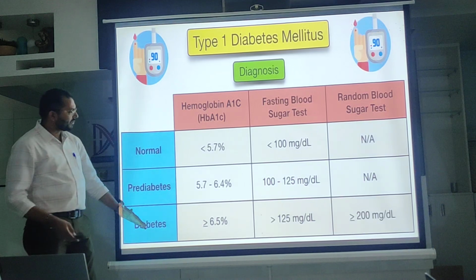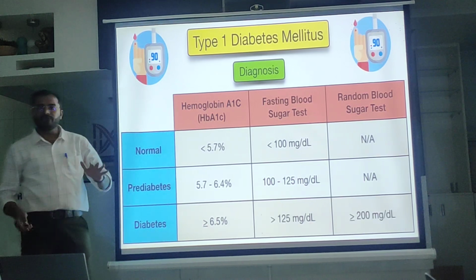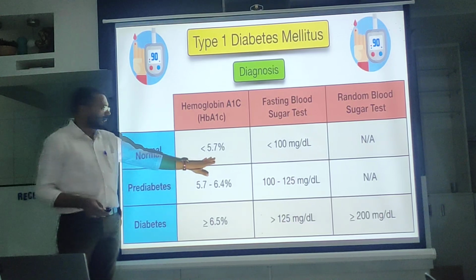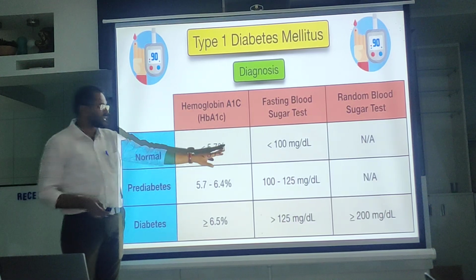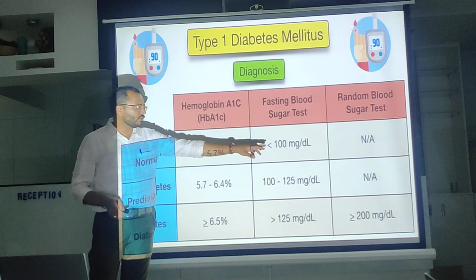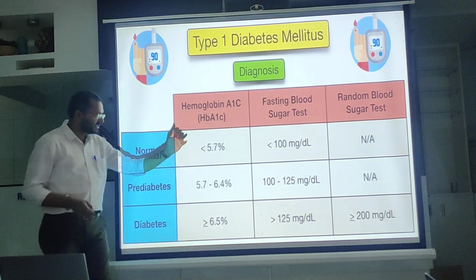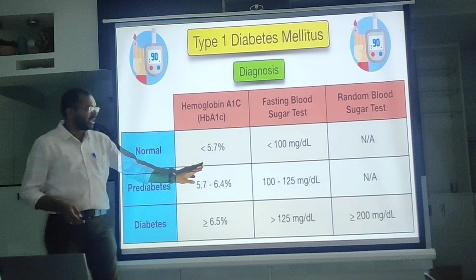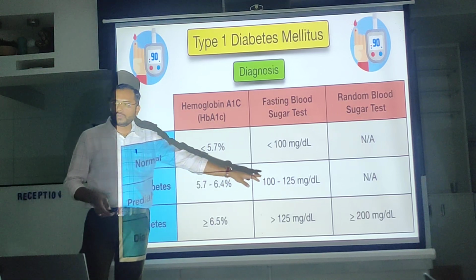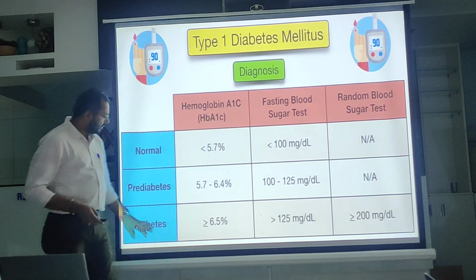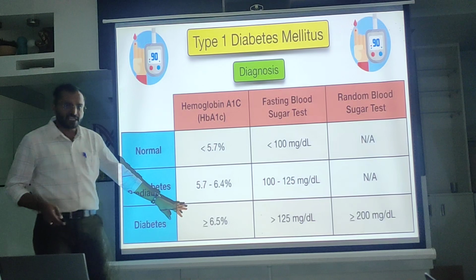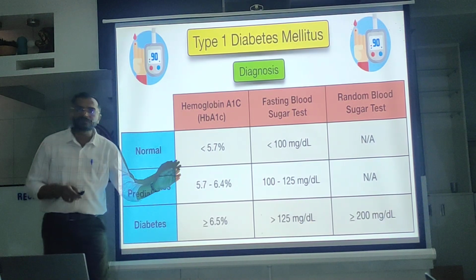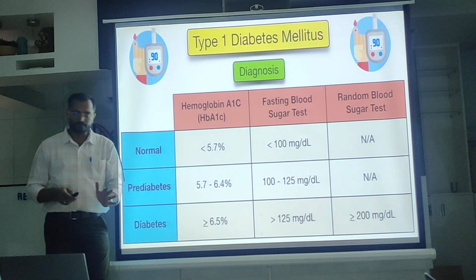The diagnostic parameters are given by the ADA, the American Diabetes Association. Normal is HbA1c less than 5.7, fasting less than 100, random blood sugar not applicable, but less than 200. 5.7 to 6.4 is pre-diabetic as per ADA, fasting 100 to 125, and random not applicable. If HbA1c is more than 6.5, the better target to control it is 6 to 6.5.